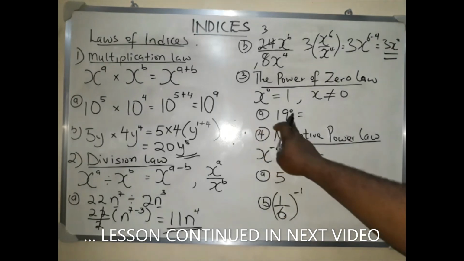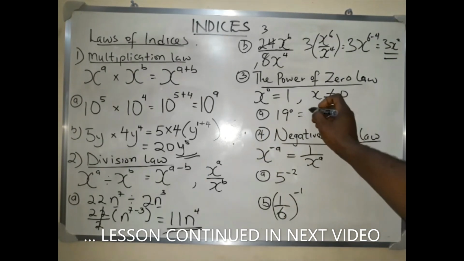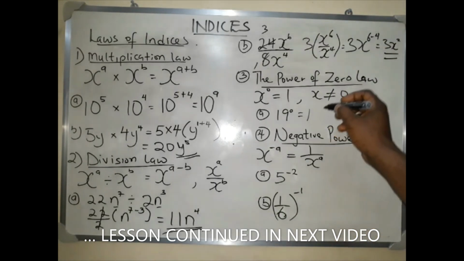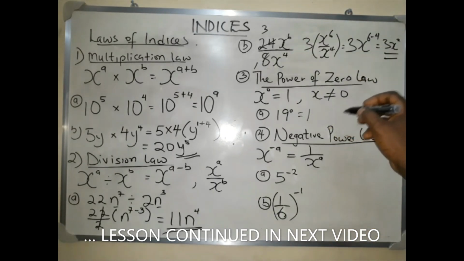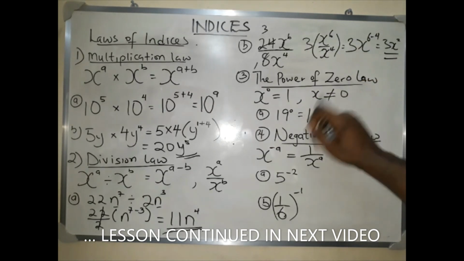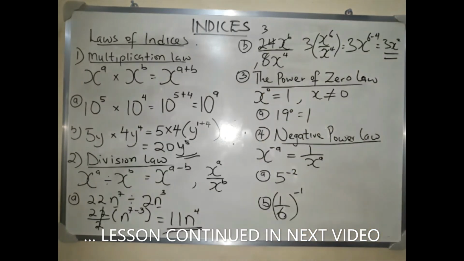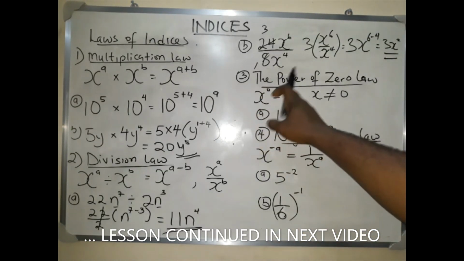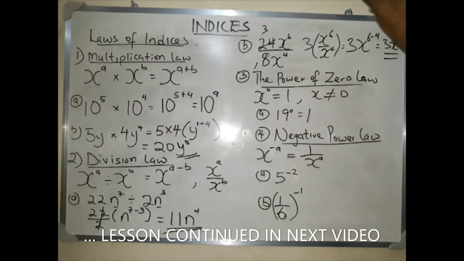We have just one example here, which is 19 raised to the power 0, which is 1. Now, the only condition for this is that the base must not be equal to 0. Like you can see here, x must not be equal to 0 for this condition to be true. So any term raised to the power 0 must be equal to 1 as long as the base is not equal to 0.